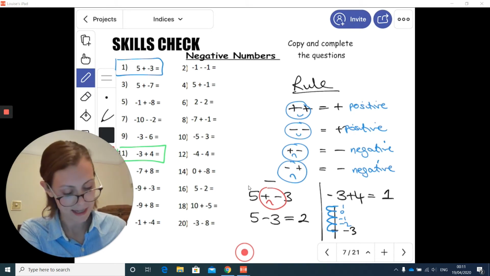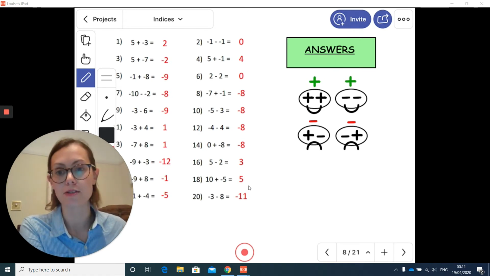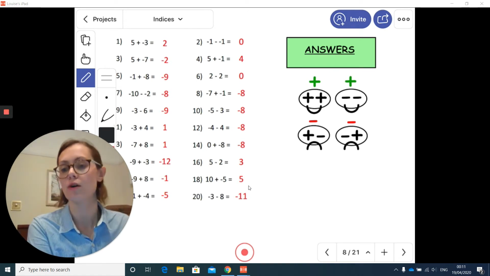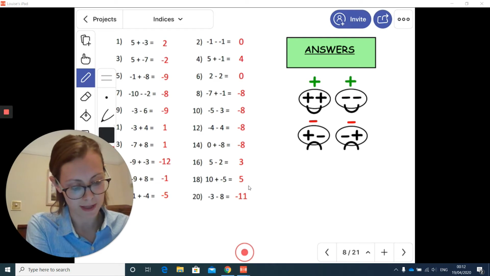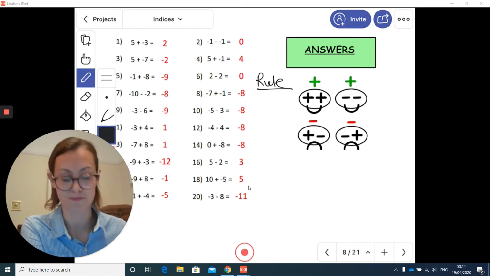Let's check answers. So I put the answers on the screen there. So hopefully that's all made complete sense and you're happy with your negative numbers. I've also just put that summary of our rule here. So again, this is our rule for negative addition and subtraction.